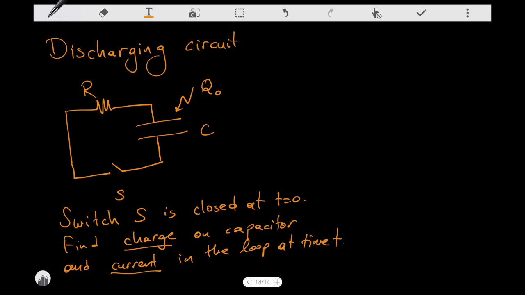All right, now we are going to discuss the discharging circuit. So we have a capacitor, it has been charged. The capacitor is in here. It has been charged with some charge Q0. So that's the initial charge.